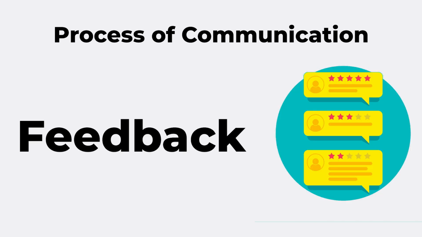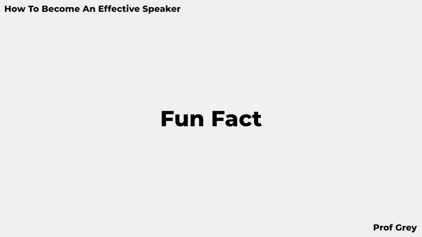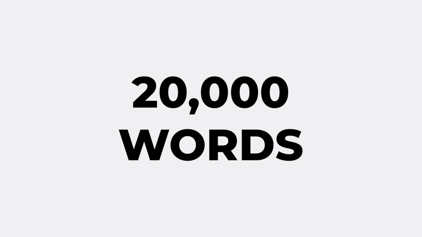The receiver then shares feedback to the sender. Feedback becomes the crucial part of the process. It is the response of the receiver to the message. It can be verbal or non-verbal and indicates whether the message has been understood or not. This completes a single cycle of communication, and the more these cycles of communication happen, the more it leads to a conversation.